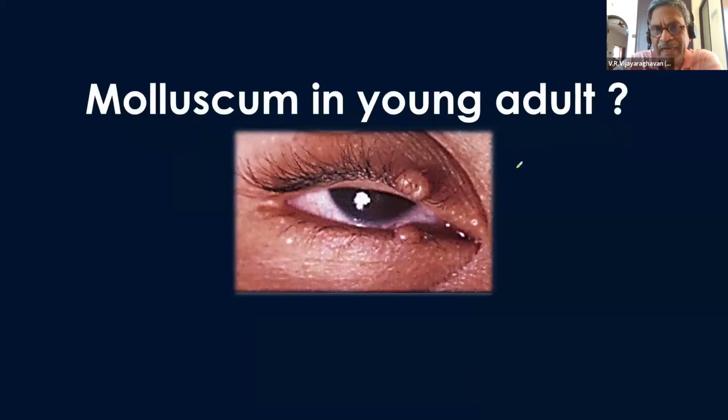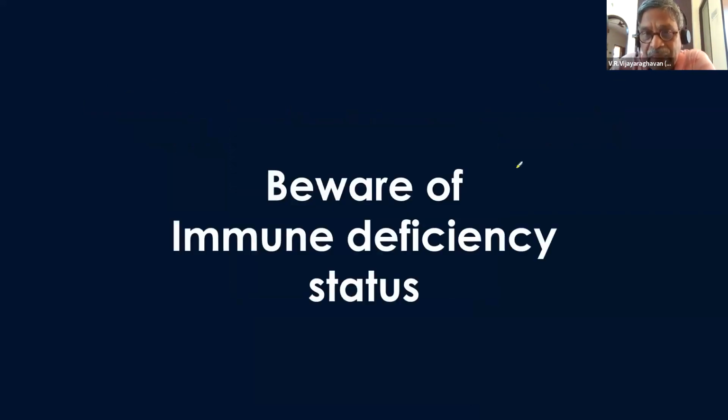Now another patient: on the lid margin, I can see a molluscum. Molluscum is a pox virus inflammation. It can be multiple also. It can occur in children, it can occur at any age. But the most important point is what? If I see molluscum in a young adult, beware of immune deficiency states, AIDS. That means when I find a molluscum in a young adult around 20 to 25 years of age, be careful. The fellow may be having AIDS.